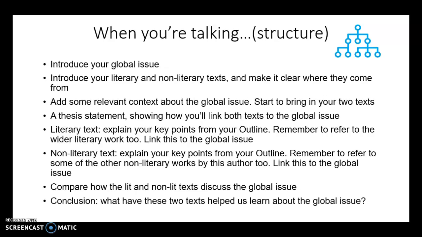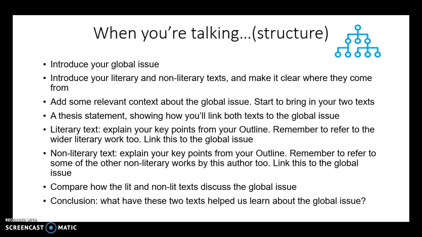And then finally, a conclusion, wrap it up, go back to your thesis statement and show that what you've just discussed has been proved fully. What do we learn about the global issue from those two texts? What choices has the author made? And what effect does that have on the intended reader of both of those texts?